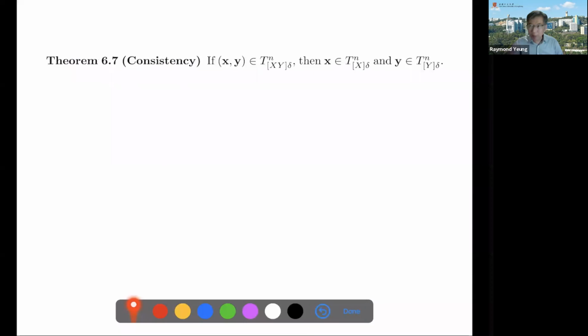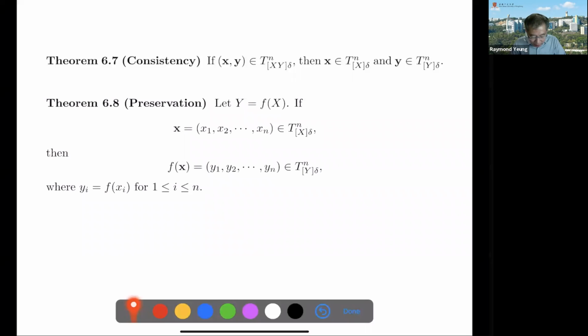However, because we are dealing with a pair of random variables, there are certain things that we need to take care of. First of all is the consistency property, meaning that if a pair of sequences are jointly typical, then each one of them must be typical with respect to its marginal distribution. Okay, so we want this kind of consistency. Otherwise, it's very difficult to discuss.